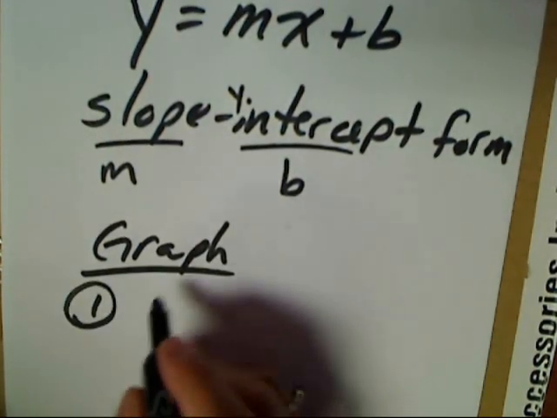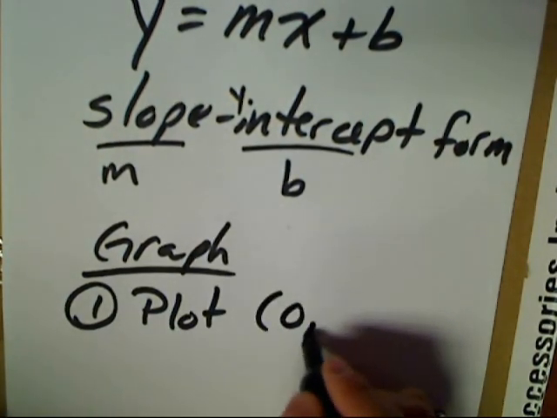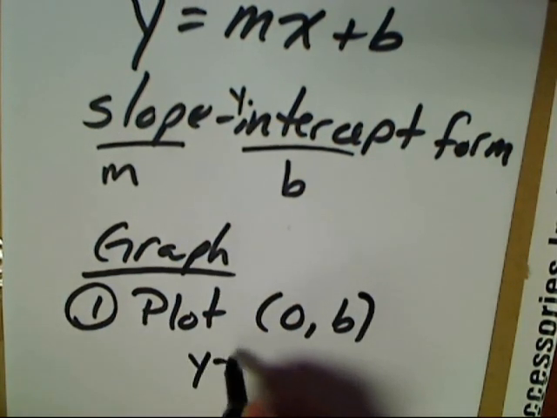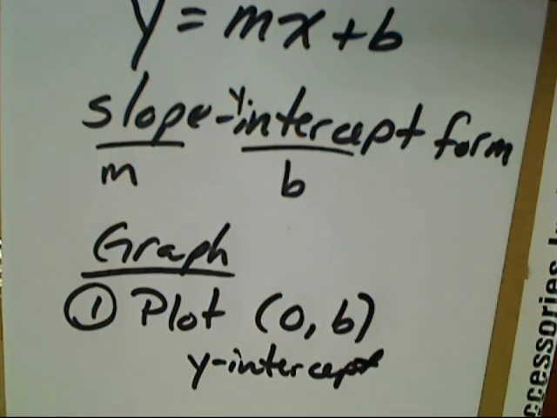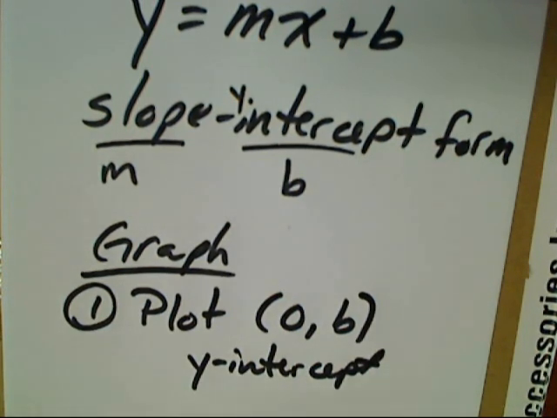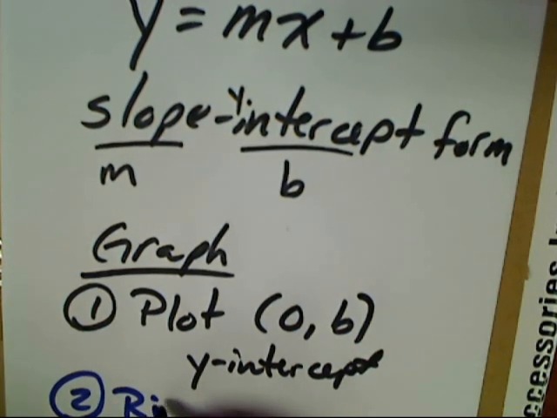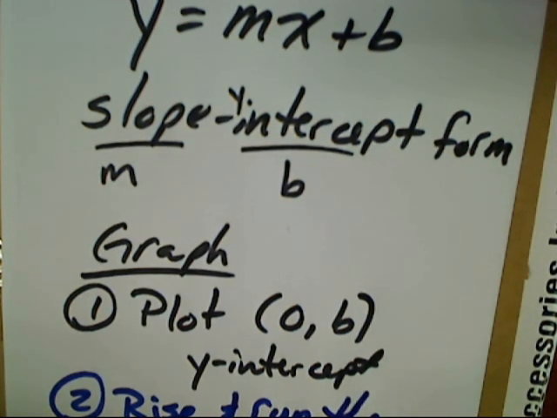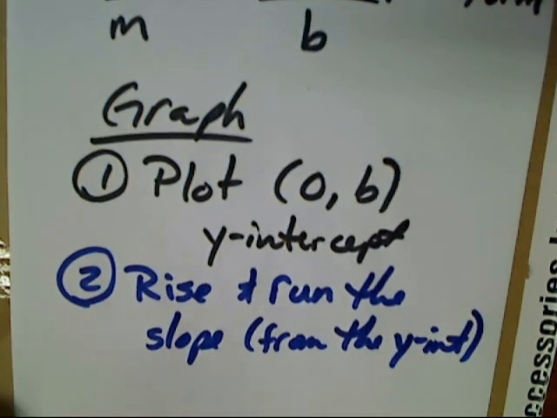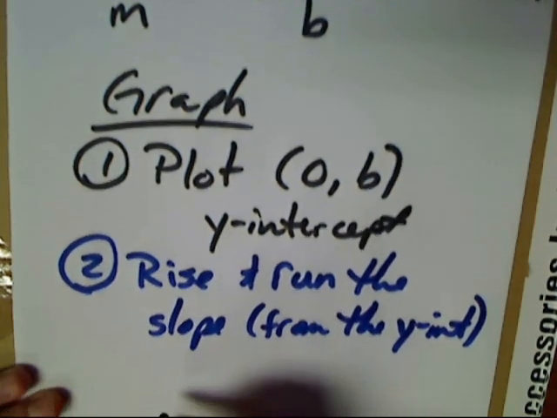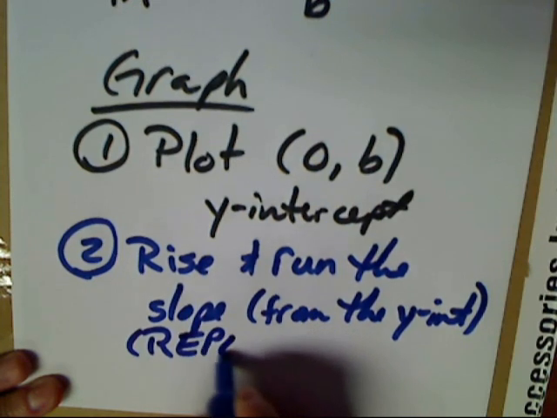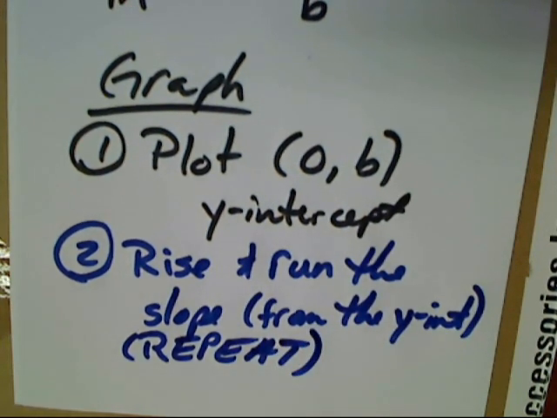To graph in that form, the first step is plot the point (0, b). That's the y-intercept. From there, rise and run the slope. Remember, that's from that y-intercept. So from that y-intercept point is where you rise and run the slope. I would do that at least twice. Make sure that once again we have a nice straight line that we can follow.